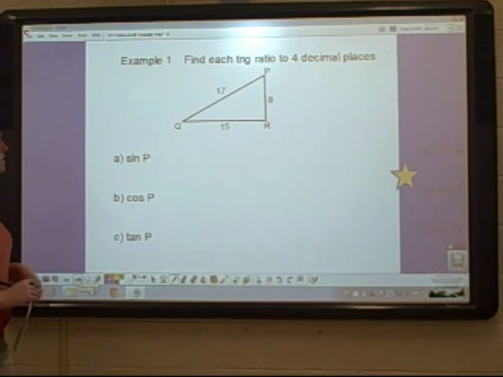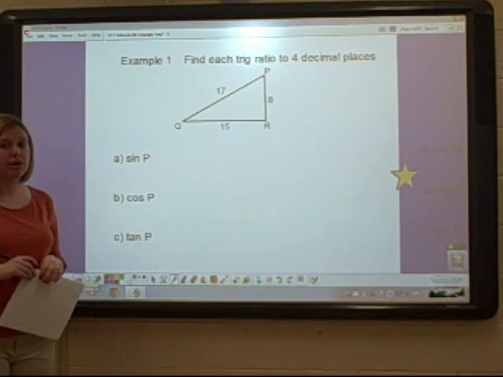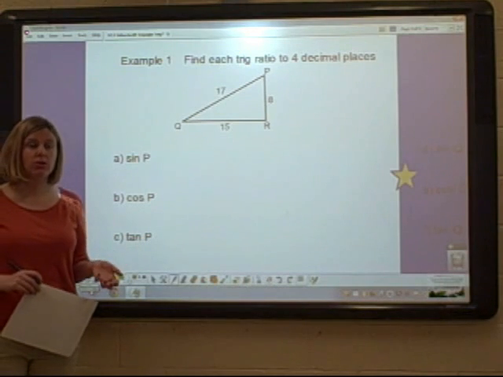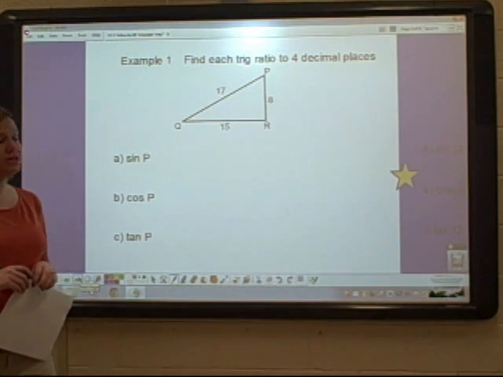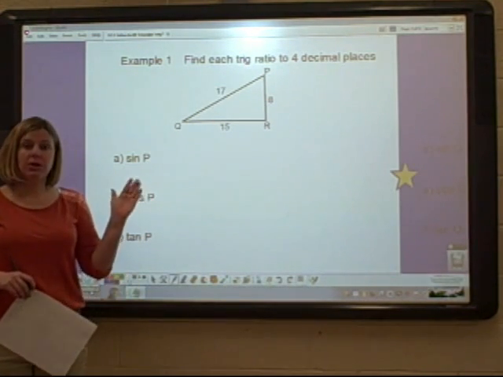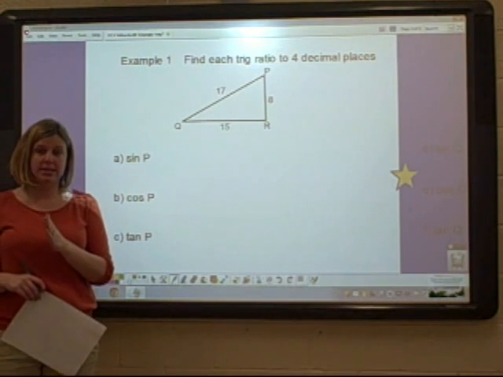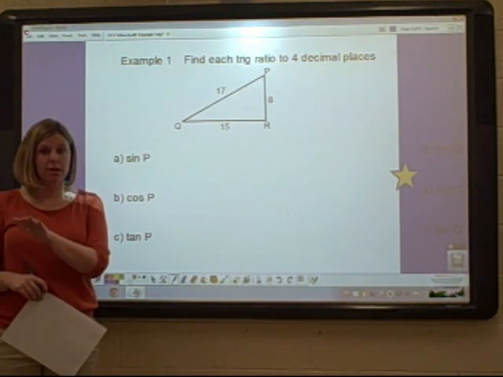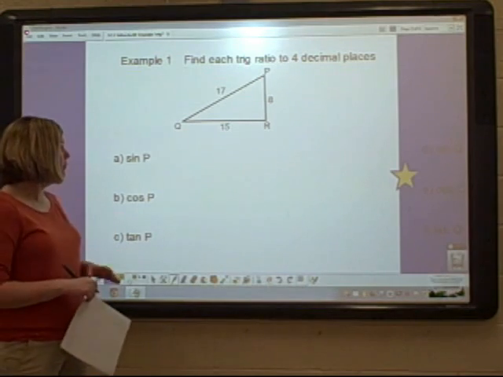Okay, in this next one, we're going to find our trig ratios, which we're going to go back to the SOHCAHTOA, and we're going to go to 4 decimal places. So we want to make sure when we round, we go 4 past the decimal, and then if that 5th number is 5 or higher, we want to round up.